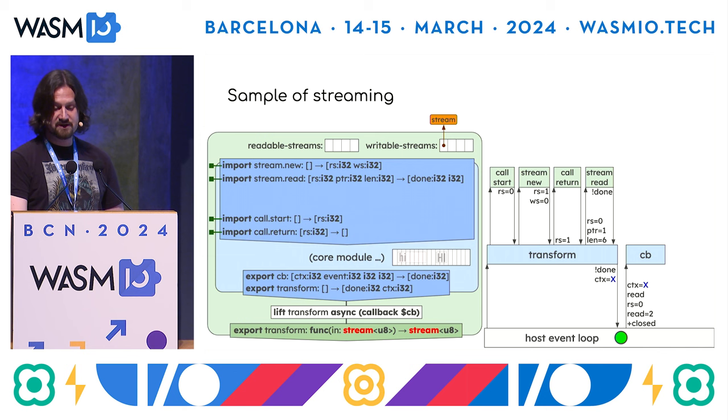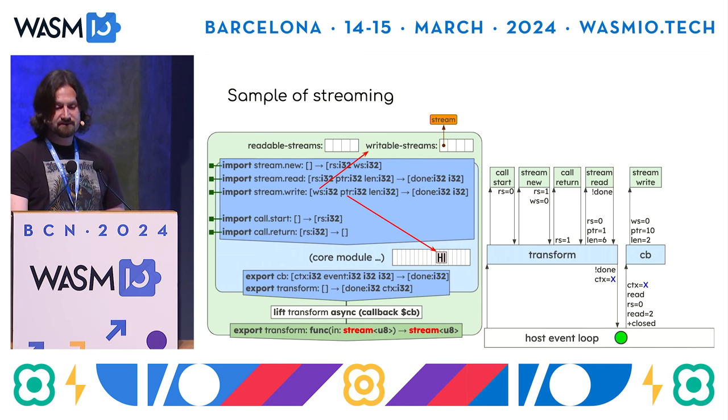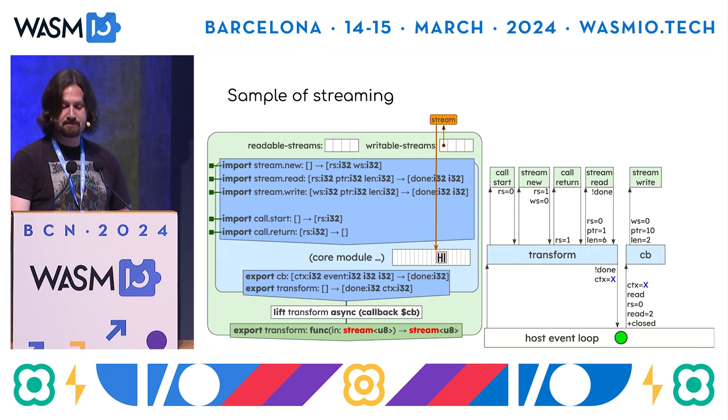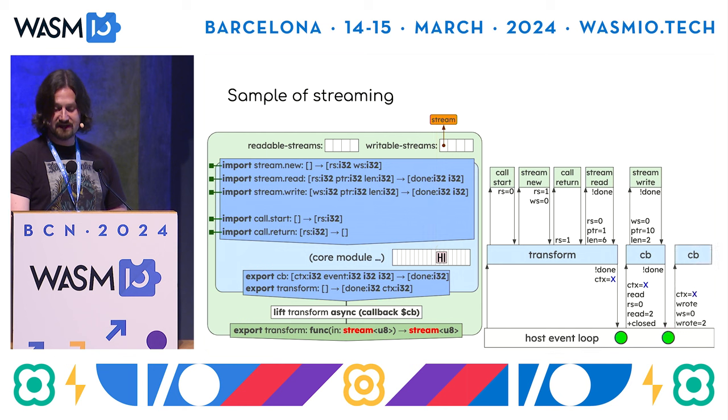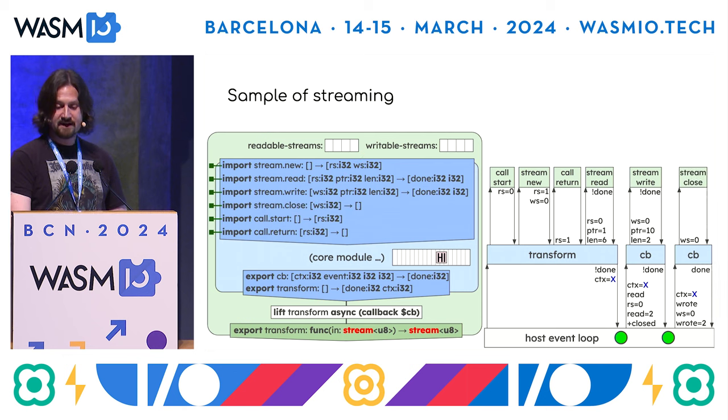And we want to write our output, so we transform it to an output buffer, say we capitalize it. Now we call stream.write. The writable stream now points to our output buffer. And this is a chance for there to be back pressure. If we're writing too much, we need to slow down. The stream.write can return that it's not done. And then we have to return to the event loop to wait for the write to complete, and then our callback gets called again saying, hey, we wrote two bytes. And if that's all we wanted to write, we can now close the stream, removing it from our writable streams table, and now the whole async call can be done.